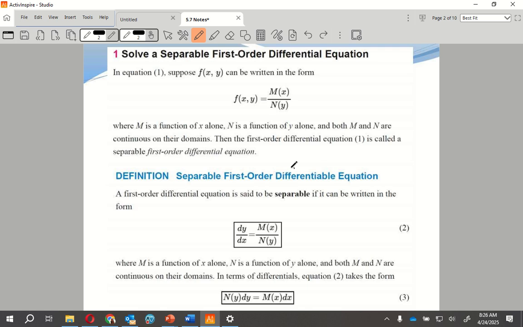All right, so if a function of x and y can be written as m of x over n of y, where m is a function of x alone, n is a function of y alone, and both m and n are continuous on the domain, the first order differential equation is called a separable first order differential equation. So a first order equation is separable if it can be written in the form dy/dx equals m of x over n of y. In terms of differential equation 2 right here, you could take this form: n of y dy equals m of x dx.